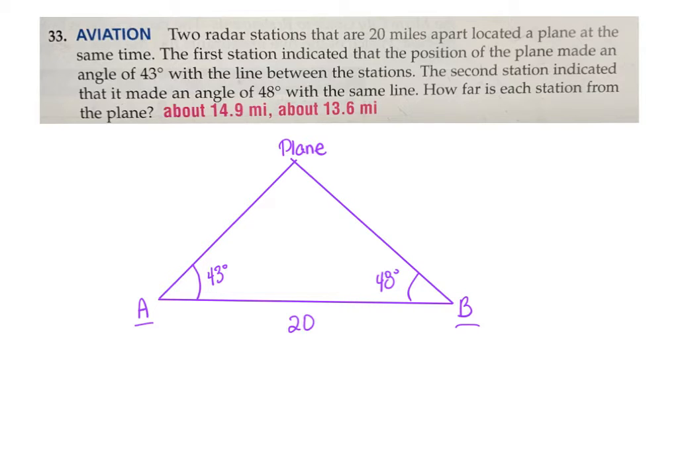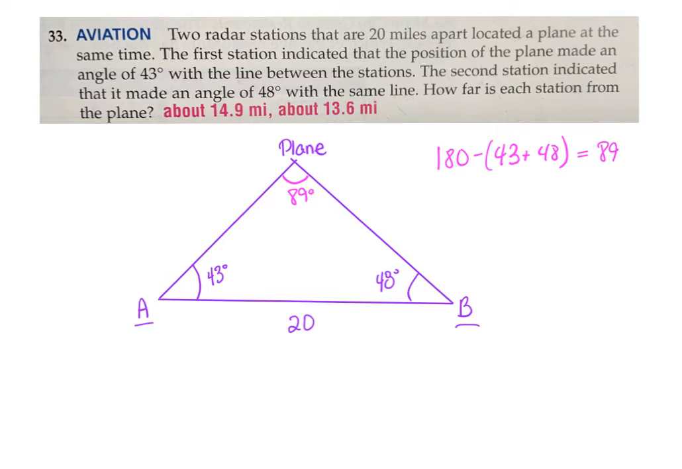How far is each station from the plane? We really need to know the angle here. We can solve for that one. How do we solve for it? Just 180 minus the 43 plus the 48. And what do you get? 89. So you should get 89 here.